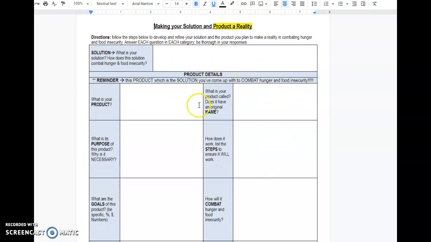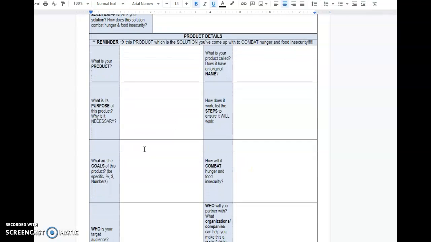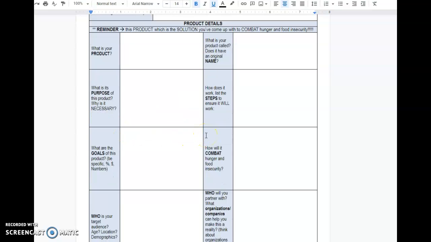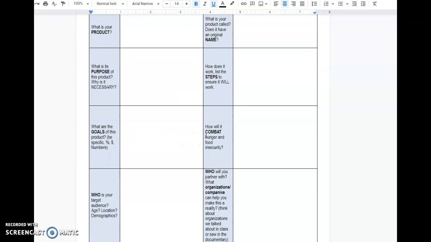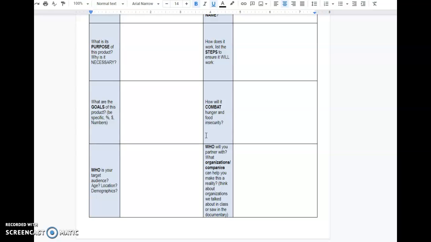So if you're looking through your product, making your product a reality sheet, this is where you're going to start to get unique and include all those details. So you're going to identify what is your product, what is its name, what is the purpose of it, how does it work, so what steps are you going to take. Remember, we want to combat hunger and food insecurity based on what is interesting to you that you decided in step 1 of the worksheets.